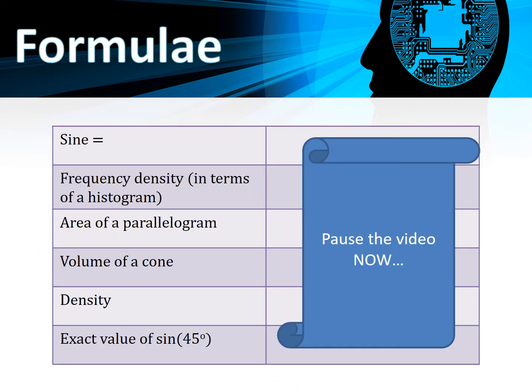Okay, this time we've got our formula. Again, I've mixed up a few. So we've got sine, this is for a right angled triangle. Frequency density in terms of a histogram, area of a parallelogram, volume of a cone, density, and the exact value of sine 45. So pause the video at this point and have a go.